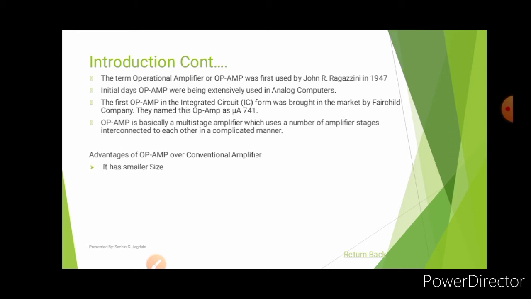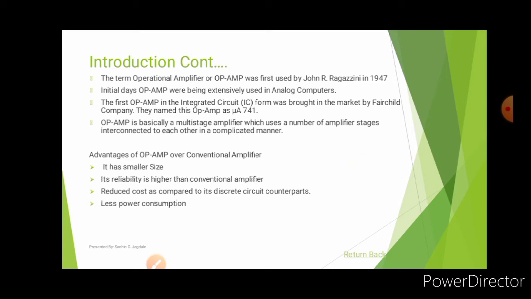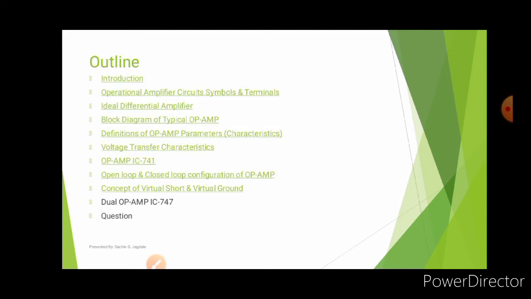The first advantage is that it's smaller in size. Its reliability is higher than the conventional amplifier. It reduces the cost as compared to its discrete circuit counterparts, has less power consumption, is easy to replace, and the same op-amp can be used for different applications. So these are the advantages of op-amp. Now let us see the next topic, that is operational amplifier circuit, symbol and terminals.